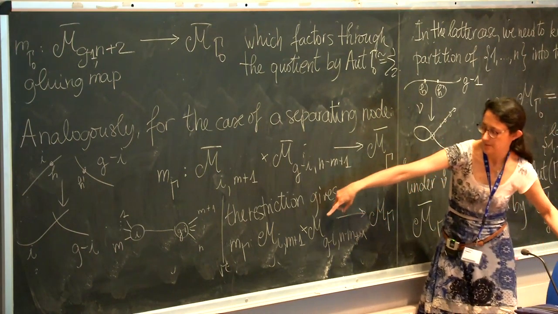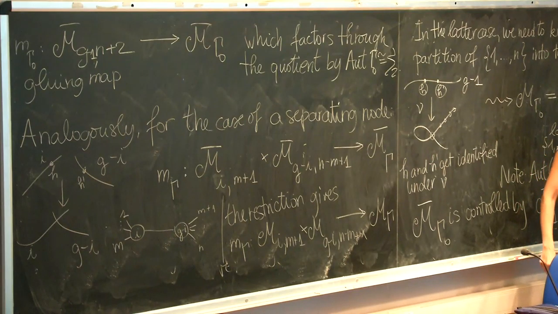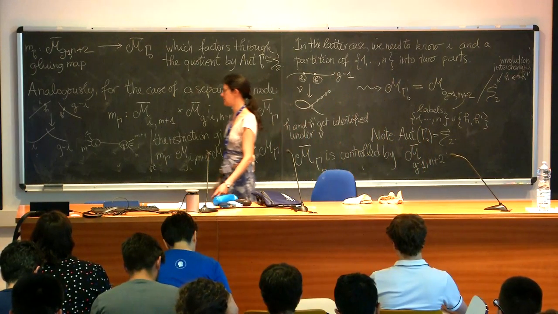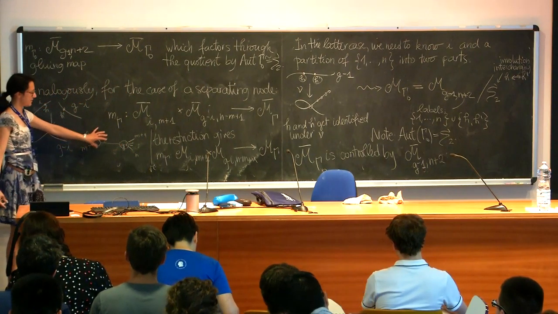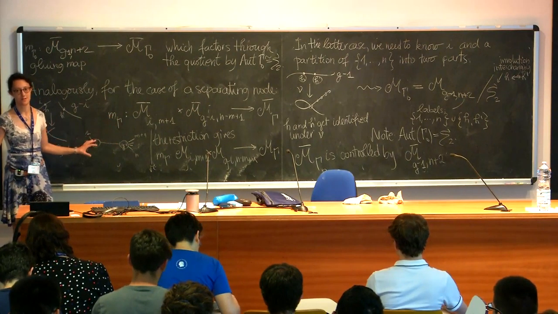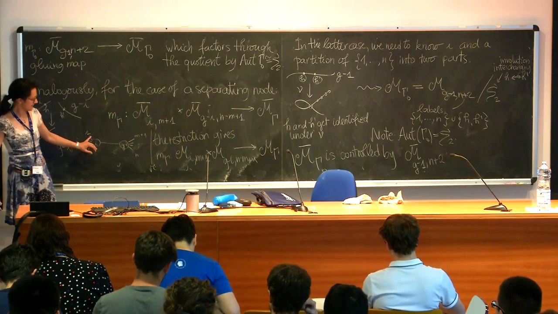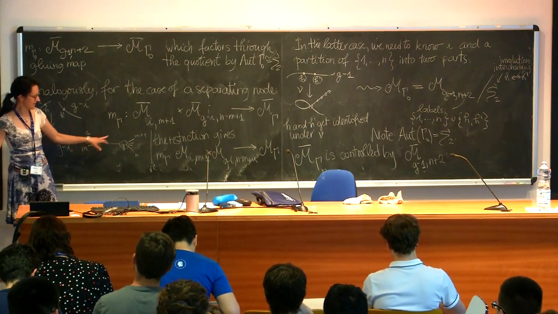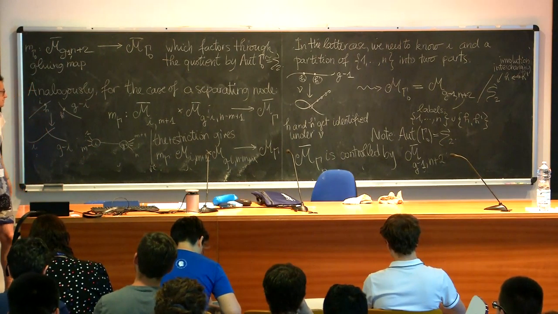And this second map is an isomorphism once we quotient by the automorphism group of the graph, which depends. The automorphism group in this case can be non-trivial only if we have no marked points, because otherwise the marked points can be used to identify the components. So I would say the automorphism group is non-trivial only when i and g minus i are equal and there are no marked points.